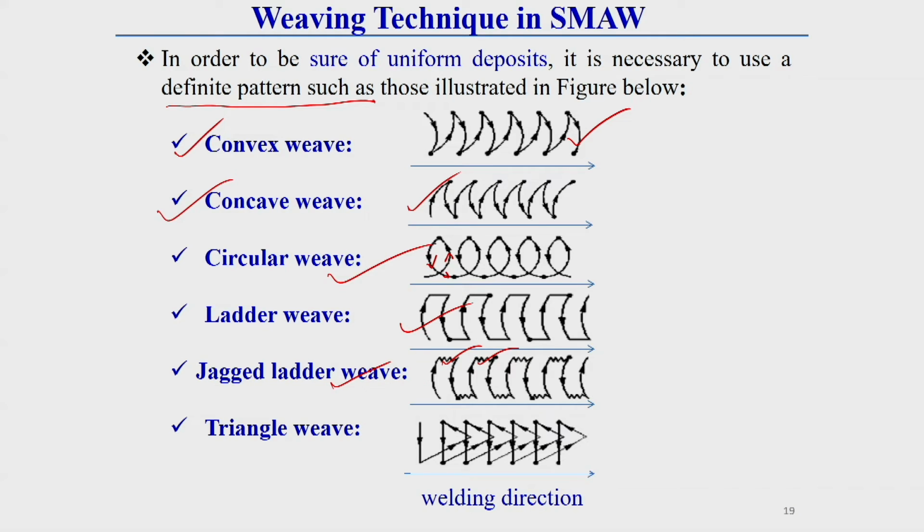Weaving operation. It can be triangular shape, how this triangular shape is there, that is also given. That means this arrow represents what should be the moving direction, how it makes a shape of triangular in nature. So, this is another type of triangular weaving operation. So, different patterns of weaving operation are there. Once we follow this pattern of weaving operation, then we can get a uniform weld bead deposit.